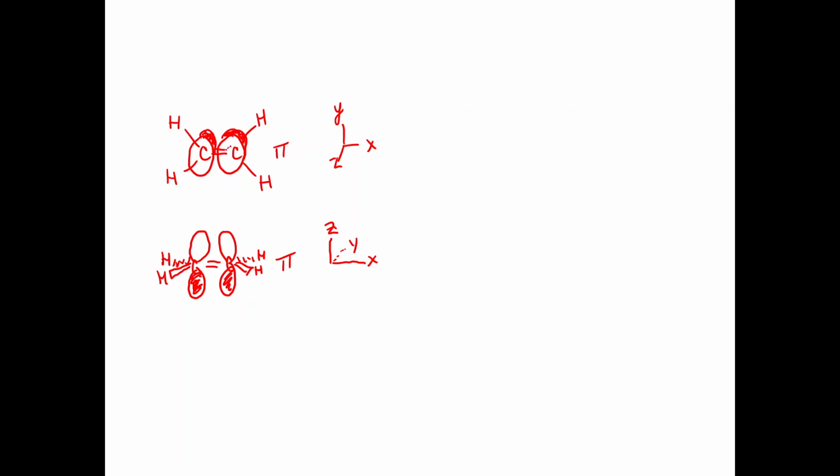We could have done the same thing to draw the pi star bond, the antibonding orbital. So I'm just going to draw that one over here. There's a carbon in the middle, and then this one comes up, and the top is shaded. So you should be very comfortable with this now. So that's the pi star.